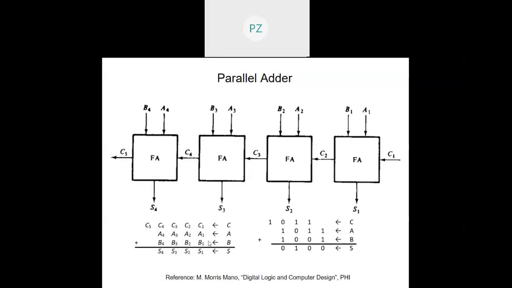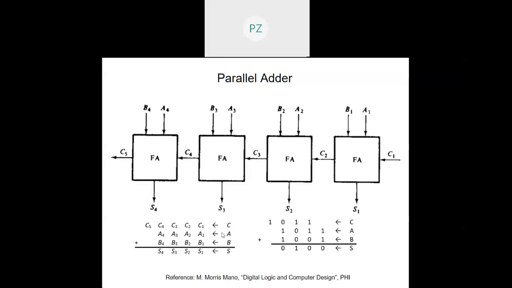So let me generalize the process. Suppose I have two 4 bit binary numbers, A with the bits being A4, A3, A2, A1, and B being B4, B3, B2, B1. The corresponding sum bits are S4, S3, S2, S1, and the carry bits are C5, C4, C3, C2, C1. C5 is said to be the final carry, and C1 could be the input carry if it is coming from some previous stage. If it is not coming, we'll keep it 0, just as we have kept 0 here.